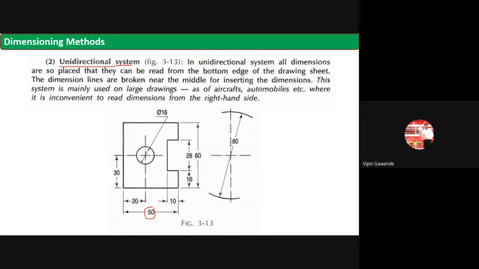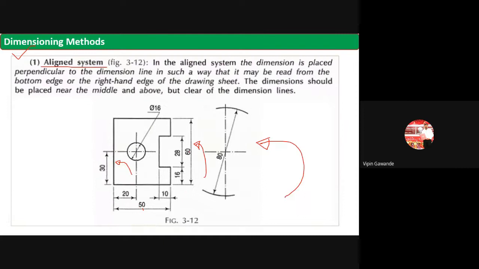In the unidirectional system, it is perfectly at the center, not above the line. The vertical dimensions we can also read directly from the front side. It is also at the center, cutting the dimension line. But in the aligned system, it is at the center above the line and readable from the right hand side.